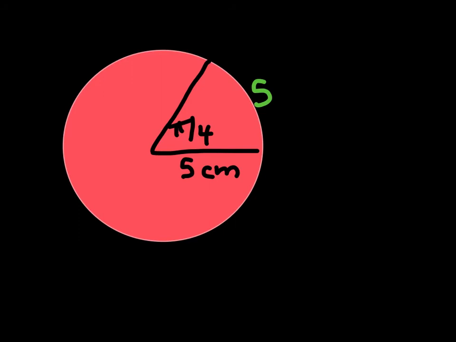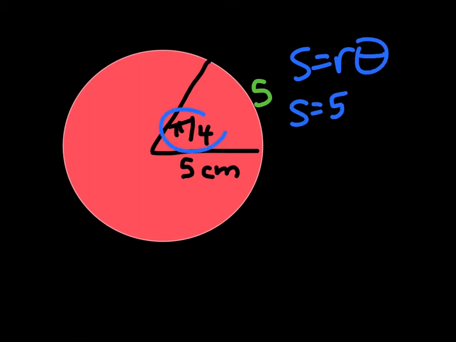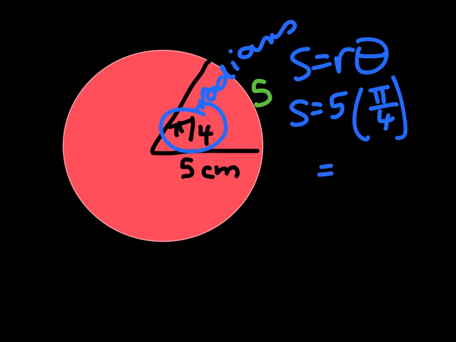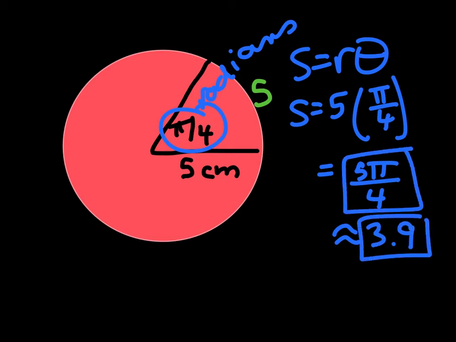Okay, so now we are going to find, let me change it to green, the arc length when my radian is pi over 4 and my radius is 5. So my formula is S equals r theta. So my radius is 5 and theta is already in radians, so I don't need to convert anything. So it's just times pi over 4. So when you multiply that out, that's 5 pi over 4. And if you were to put that in the calculator, that's about 3.9. And that would be the length of this in centimeters.